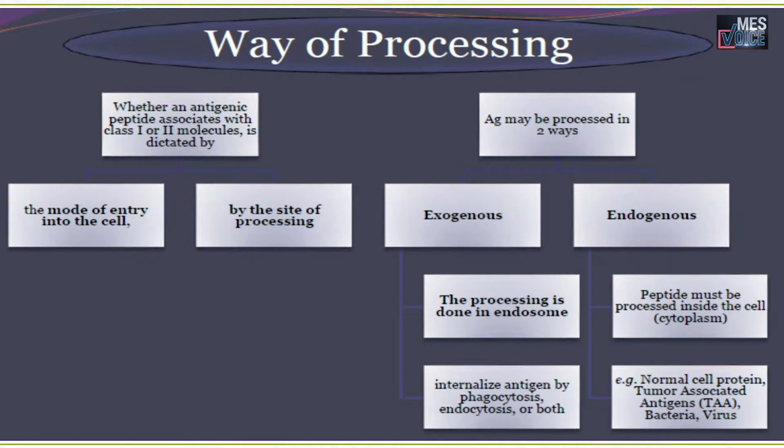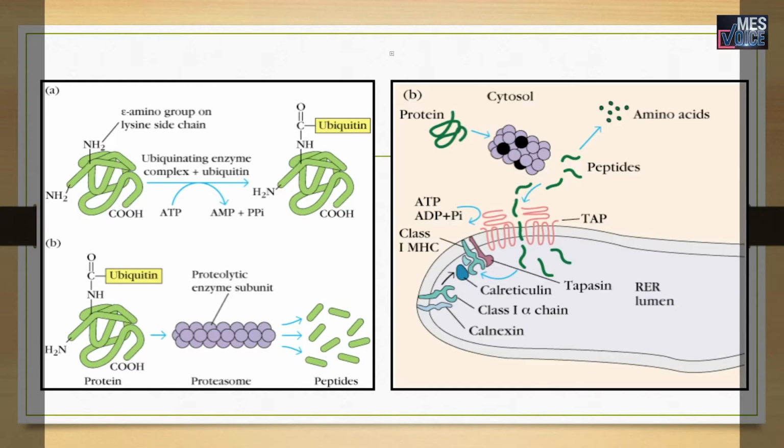In case of the other pathway, that is the endogenous pathway, the antigenic peptide or the antigen is present inside the antigen presenting cell, and it is processed inside and presented on the surface of class 2 MHC molecule. Such antigens include tumor antigens, and intracellular pathogens such as bacteria, viruses, etc.